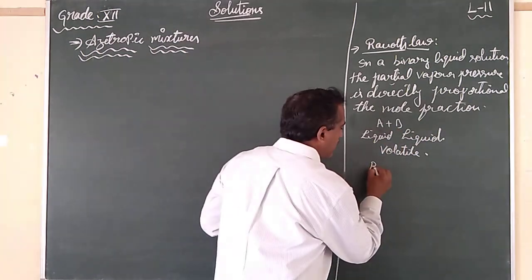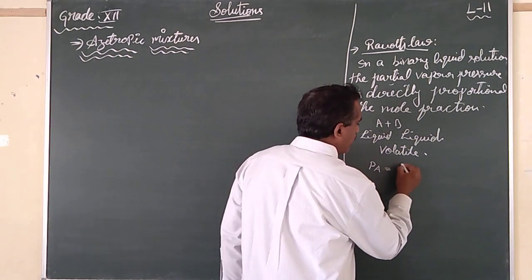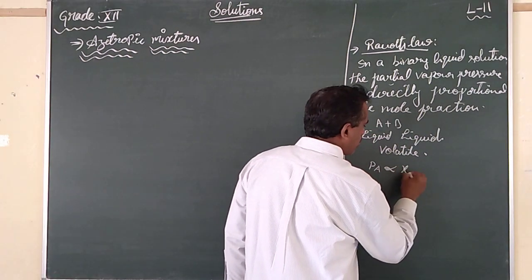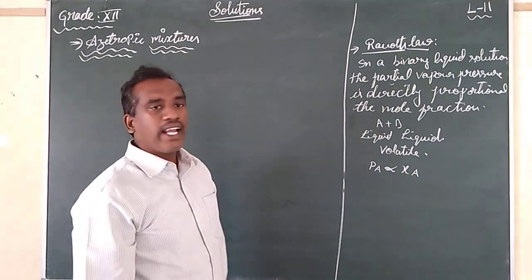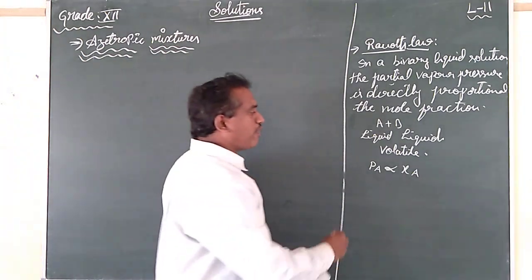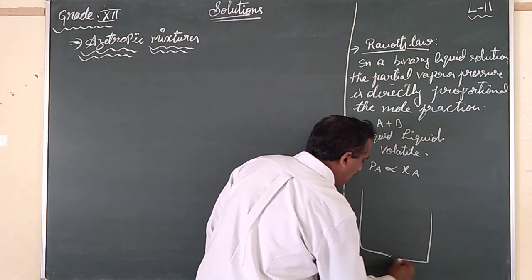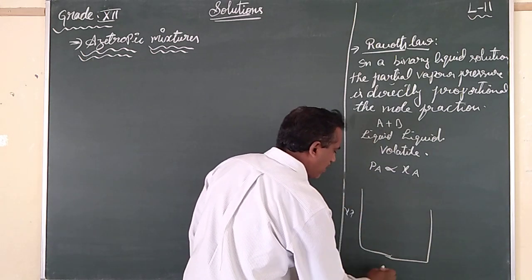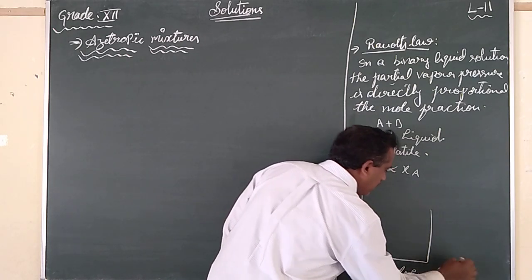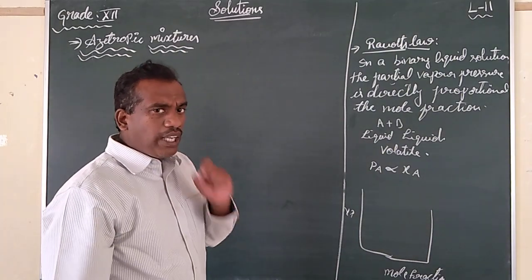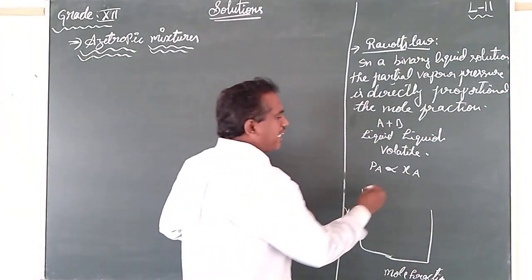That means the partial vapor pressure of component A is directly proportional to the mole fraction of A in the solution. That is what Raoult had given, and that is the main thing we discussed. We also discussed a graph given by Raoult, drawn with vapor pressure and mole fraction.